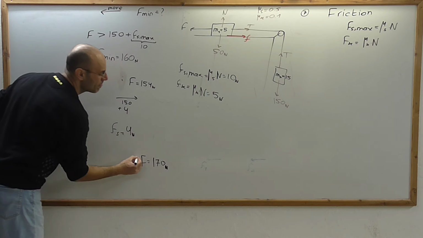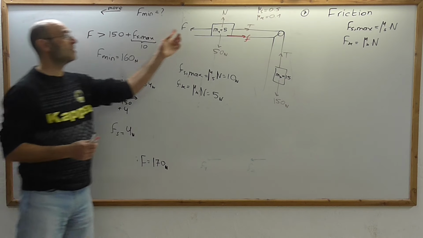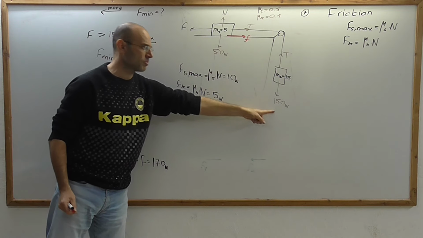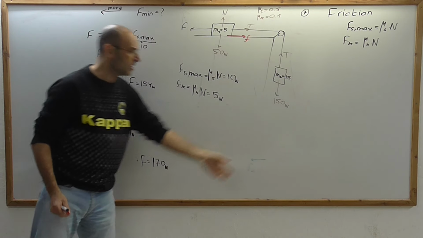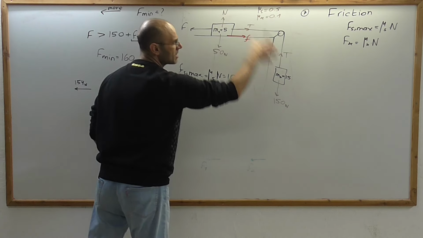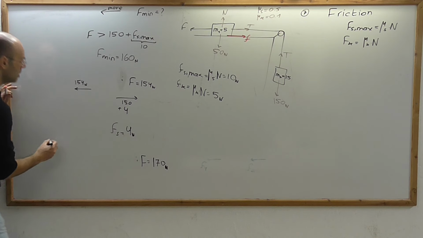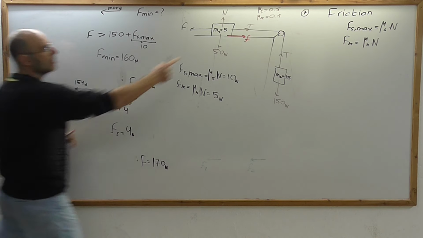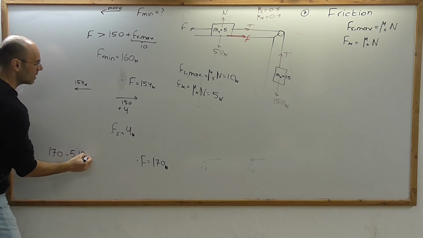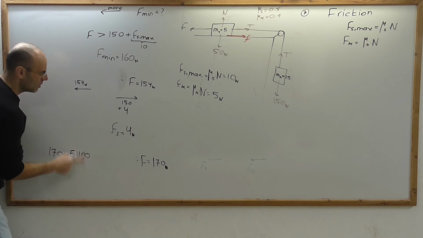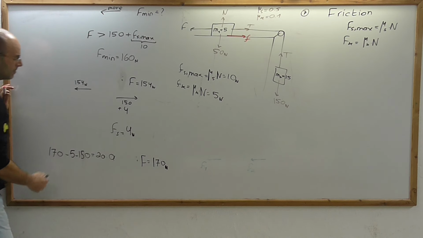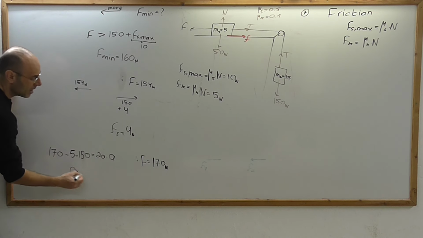What happens if I now apply 170 newtons? What will happen now? If I apply 170 newtons, it will overcome the maximum friction force plus the 150, it will overcome the 160, and it will move this way. And if I want to find the acceleration, again, I can look at each mass separately. If I want to look at the system as a whole, I will write 170 minus the friction force, but now it's kinetic because it moves. So minus 5 minus the 150 equals the mass of the system, which is 20, multiplied by A. So this way I can find the acceleration.